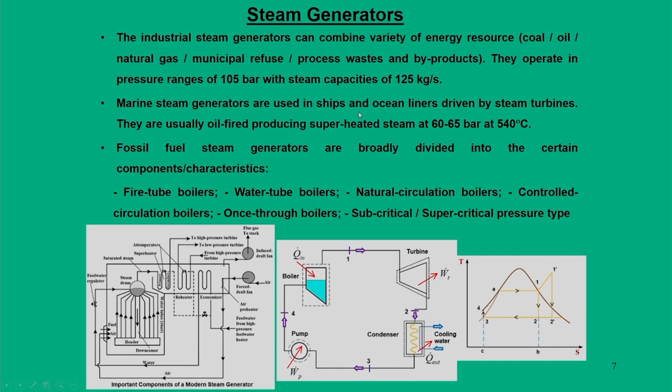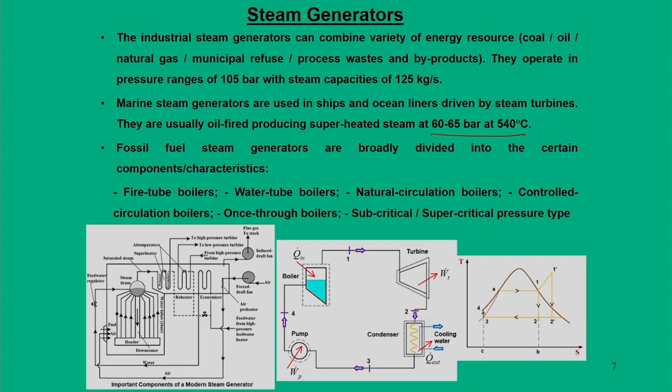They use oil as the main energy resource, and the superheated steam they produce is at around 60 to 65 bar at a temperature of 540 degree centigrade. So, this is the overall summary of what the steam generators normally operate at.